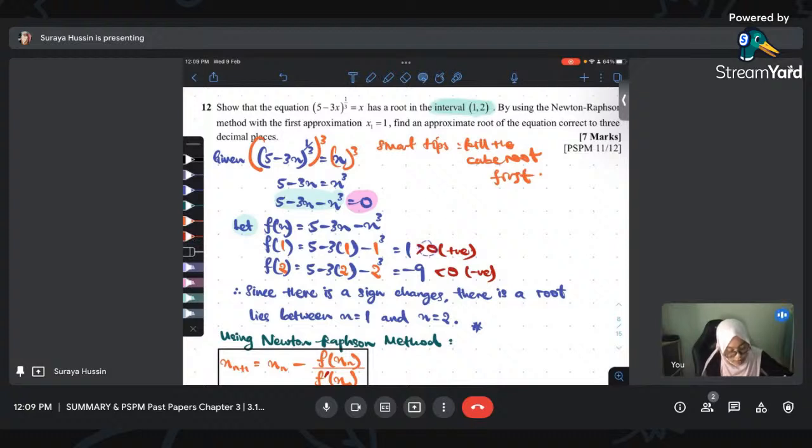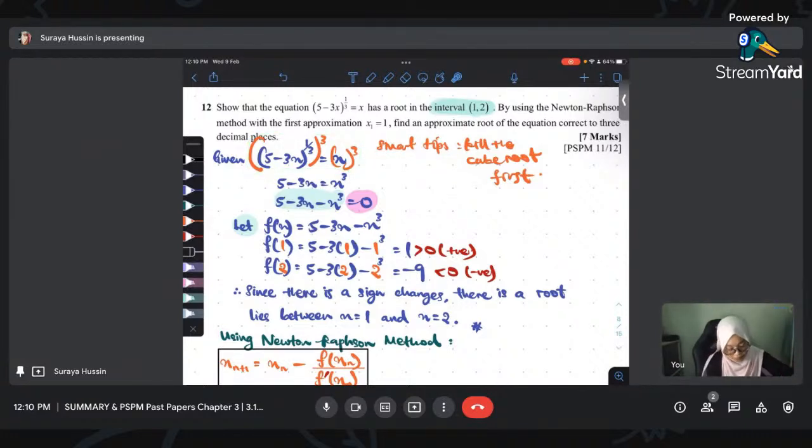Okay. You will get 1 positive sign and 1 negative sign. And then you put a conclusion saying that since there is a sign change, there is a root that lies between 2 points, x equals to 1 and x equals to 2. As easy as that. Dekat sini je kena sentiasa smart. You gotta be very, very smart before you move on to the next step.